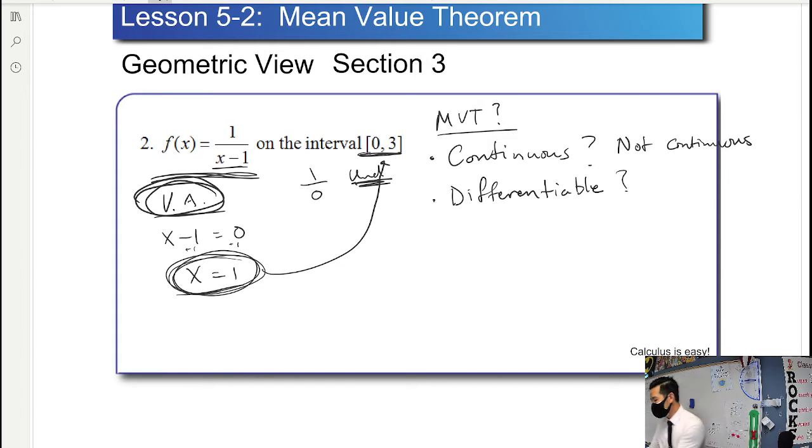Since it's not continuous, I don't even need to check if it's differentiable. It needs to have both. So since it's not continuous, I don't even need to check if it's differentiable. It's also not differentiable. So the mean value theorem does not apply.